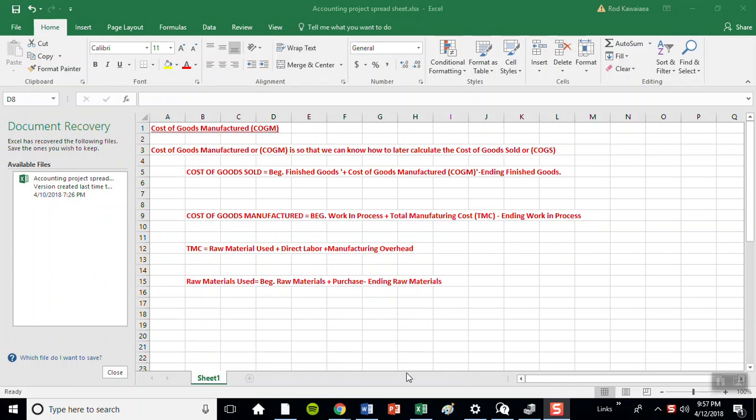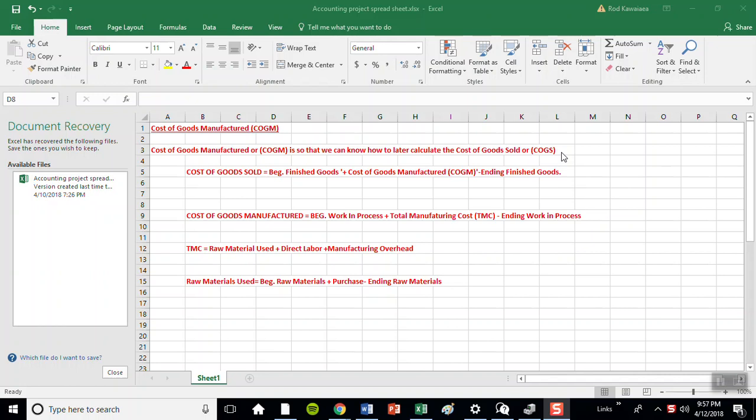Today I'll be attempting to give you a simplified explanation of the cost of goods manufactured, or COGM. First things first, why do we need to know the cost of goods manufactured? The reason we need to know COGM is so that we can later calculate the cost of goods sold, or COGS.